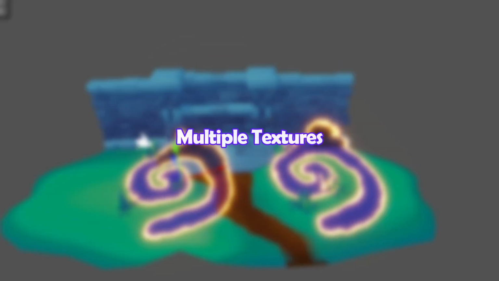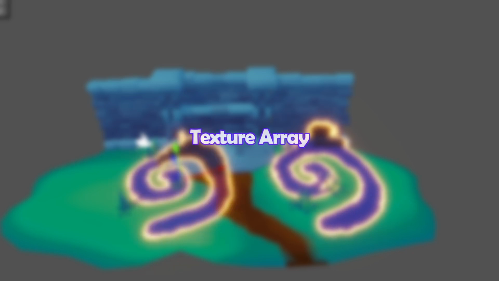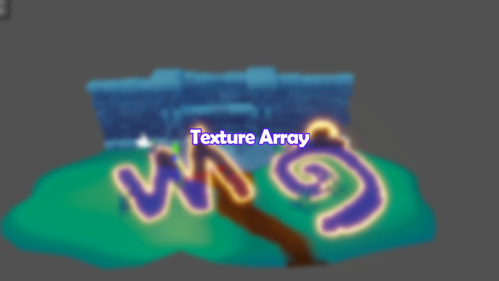That's using one texture, but how about adding multiple textures? We can do this by turning the textures into a texture array. For this we need to set up a texture sheet. For this example I have 4 textures and they are on a 2x2 grid.